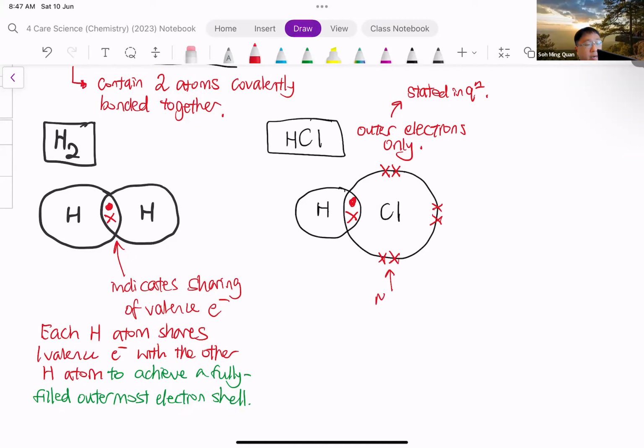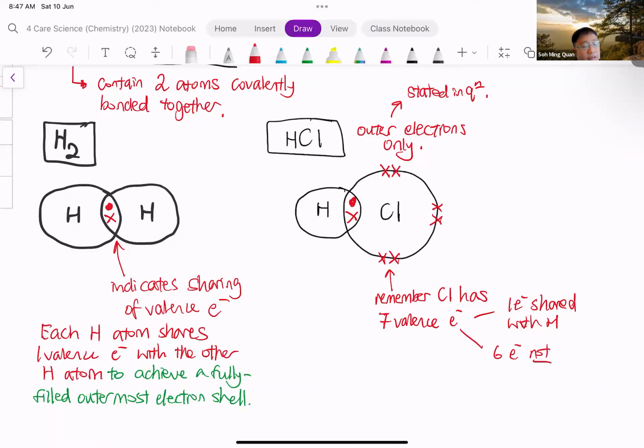Okay, so remember, Cl has a total of 7 valence electrons. 1 electron is shared with H. That means 6 electrons are not shared. Okay? So this is HCl.